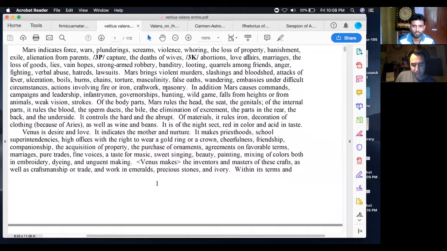I forgot to mention Jupiter's joy, but we'll do that when we get to Venus, actually. Anyway, Mars joys opposite Saturn. Saturn's in the 12th, Mars is in the 6th. So you've got the two malefics opposite each other there. And Mars is again quarreling and stuff like that. We're going to see lies, vain hope, strong-armed robbery, banditry, looting, quarrels amongst friends, anger, fighting, verbal abuse, hatred, lawsuits, all this stuff.